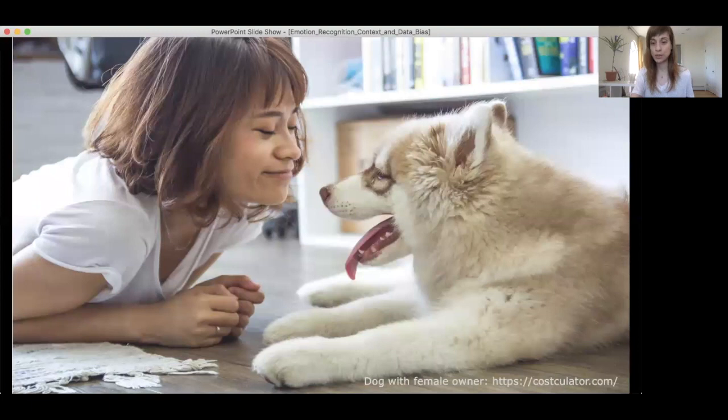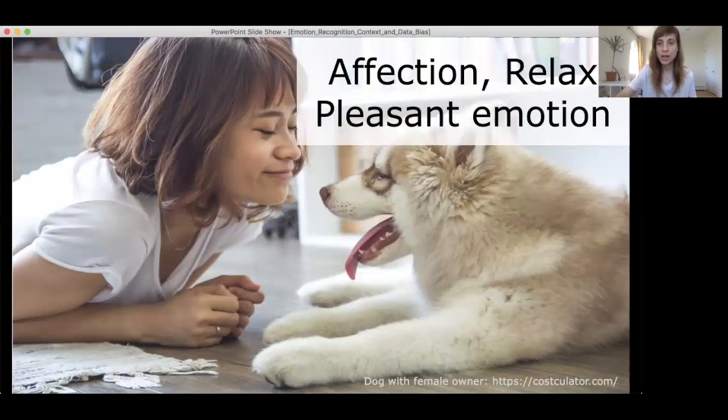However, we know it is very challenging for a machine to recognize emotions. For us, it's something so natural. When we look at this image, for instance, and we focus on this person, it's very easy for us to recognize some affective states in her. Even though we don't know anything about her, we see that she seems relaxed. She is having a pleasant emotion. She is in her apartment, sharing a nice moment with her dog. So we can understand this very easily.